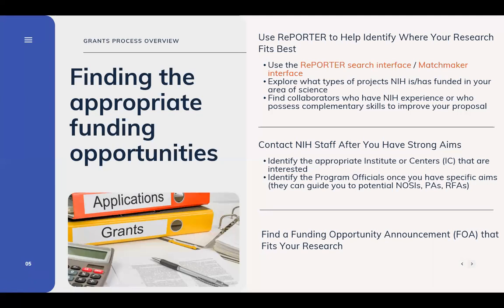And once you have your aims and you have your strong aims, which a lot of you should after this session, you can contact the NIH to identify the appropriate institutes or centers that might be interested. And then some program officials can help you identify some distinct funding opportunities that might be good for you. And then also it's important to keep an eye on funding opportunity announcements that might fit your research. So those are put out by the NIH. They come in a couple different forms. Sometimes they're program announcements. Sometimes they're talking about distinct funding opportunities. So it's important just to keep an eye on those. You can go to the next slide.